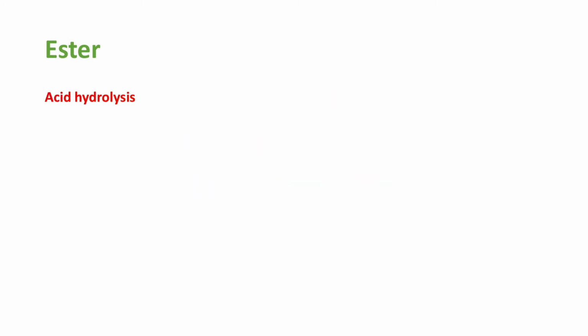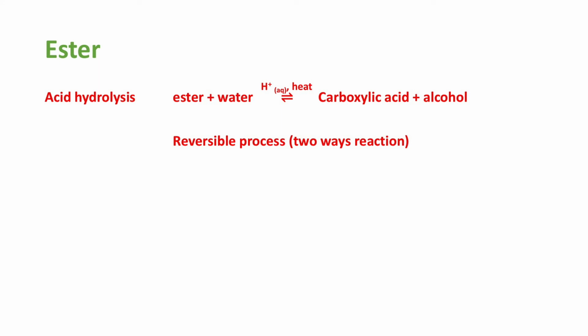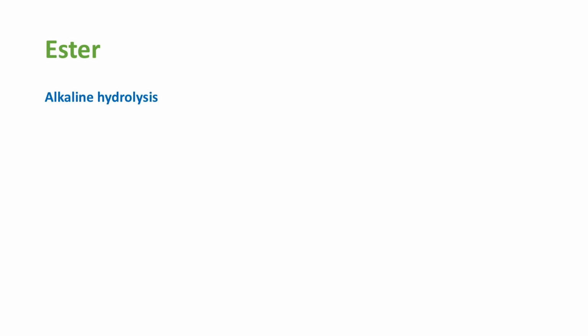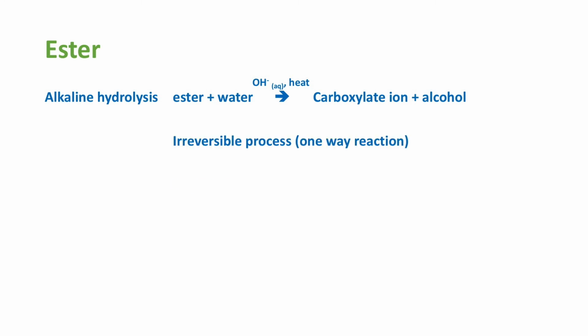In acid hydrolysis, as the reaction is reversible, which means the products can react with each other to form the reactants again. As a result, both reactant and product will exist no matter how long the reaction goes, and this reduces the reaction yield, which is not favored in the industrial process. On the other hand, the alkaline hydrolysis is a one-way reaction because carboxylic acid formed during the hydrolysis is neutralized and cannot become reactant again. That's why we have 100% yield in this reaction.